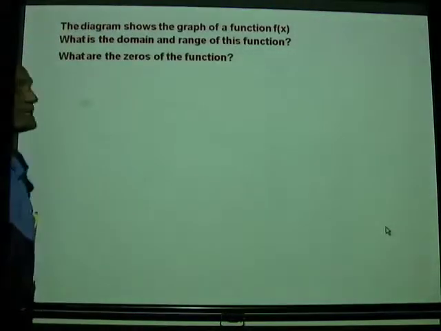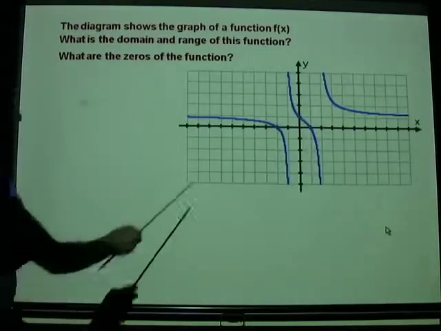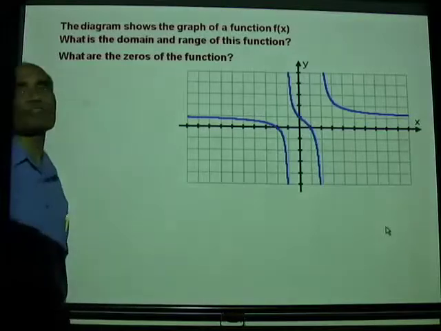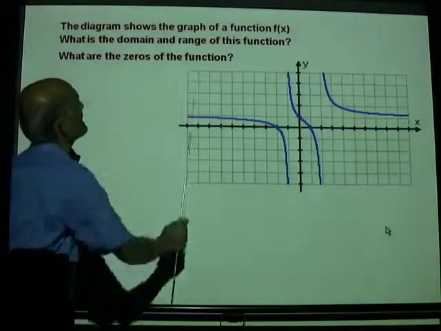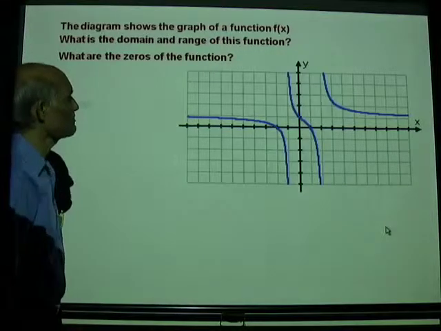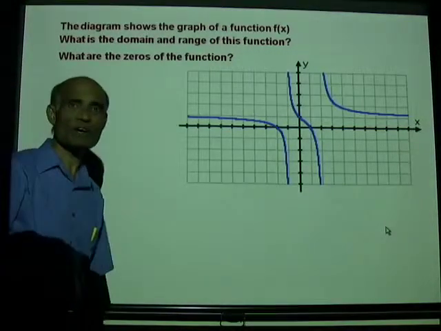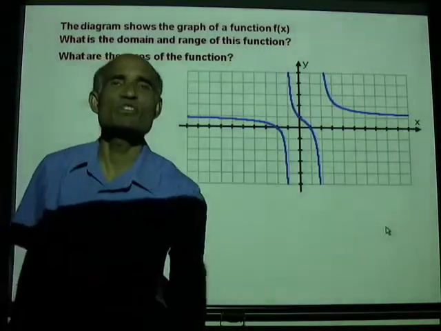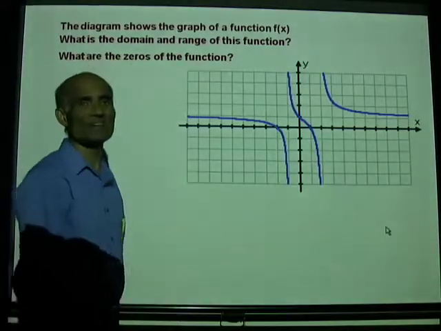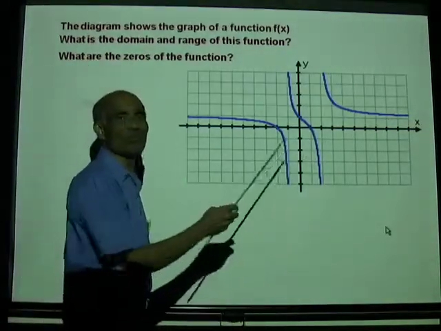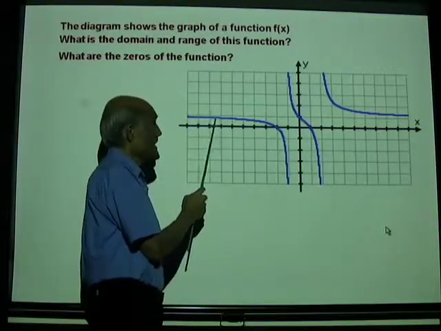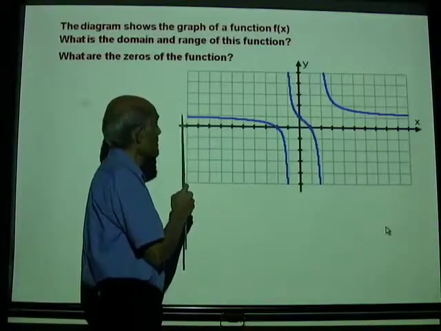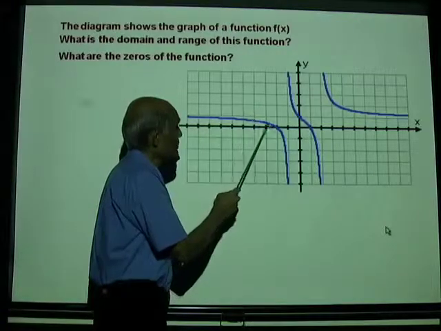Alright, let's look at this graph. I have given you the graph of a function. Now, what is the domain and range of this function? Can you look at the graph and tell me what is the domain of this function? Now, how do you look at the graph? And now look at the output. Now, the graph values are the output, is that right? These are the output values.